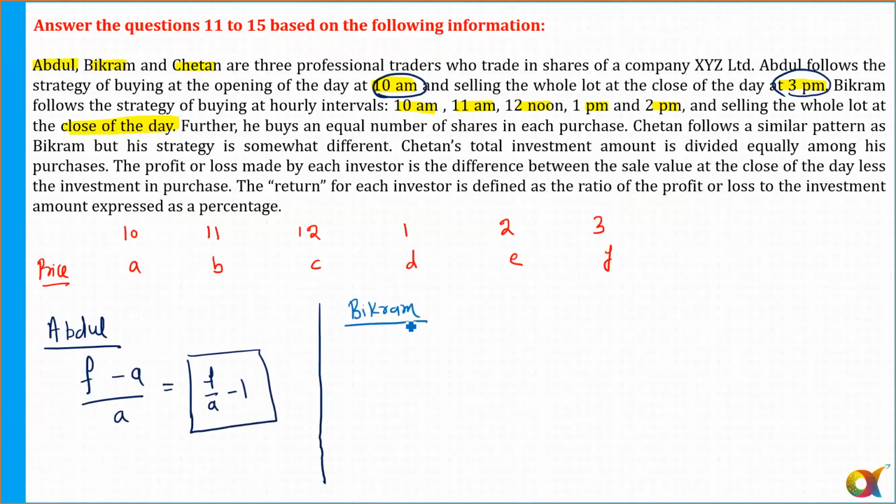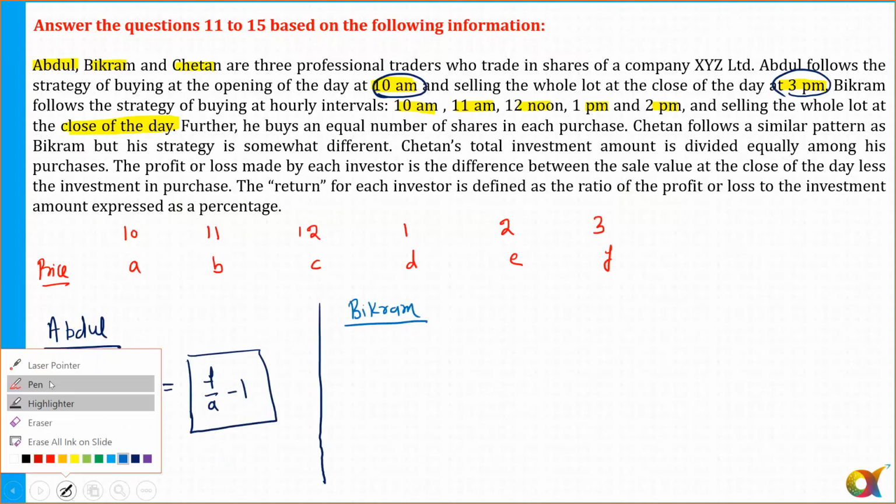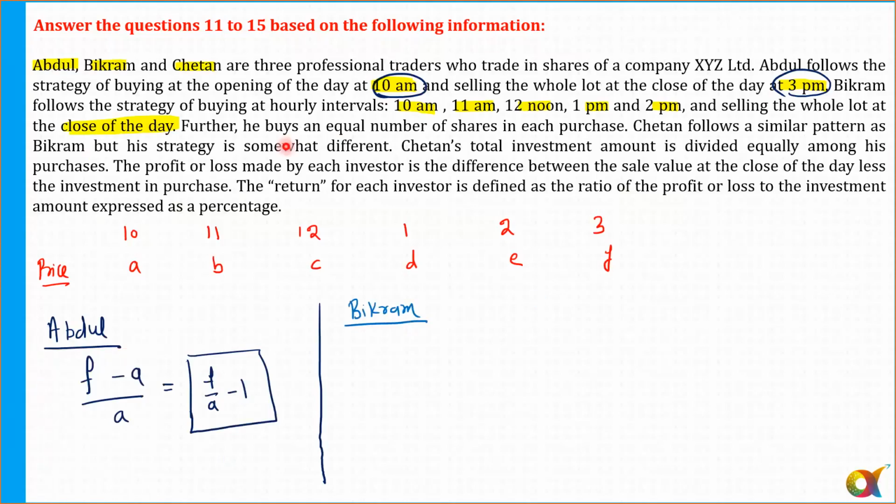Okay. Now what does Vikram do? It says Vikram follows the strategy of buying at an hourly interval of 10 a.m., 11 a.m., 12 noon, 1 p.m. and 2 p.m., and selling the whole lot at the close of the day.